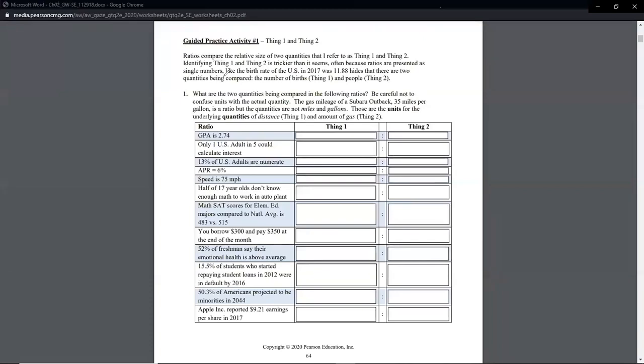We talked about the number of births versus people. Number of births would be thing one, the people would be thing two. So what we're going to do is go through most of these, not all of them. What are the two quantities being compared in the following ratios?